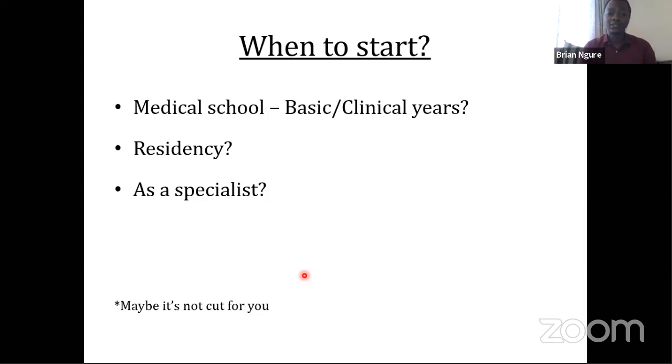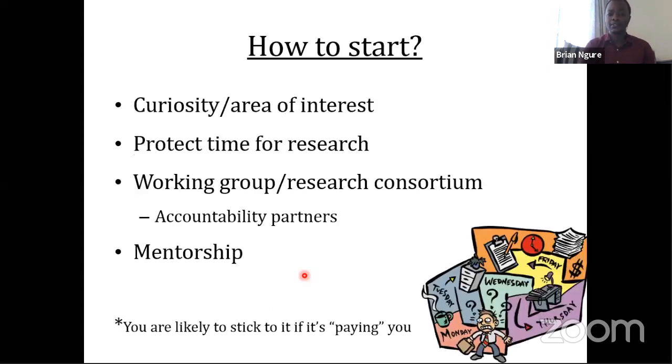The last thing that you want to consider is that maybe research is not for you. If you're going into it for the wrong reasons, then it probably will be more frustrating than beneficial. How to start it? That's a tough question, honestly.